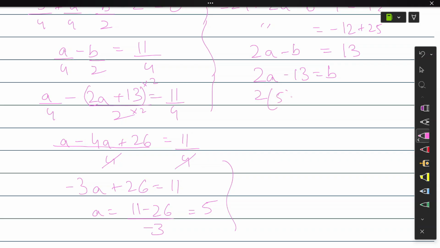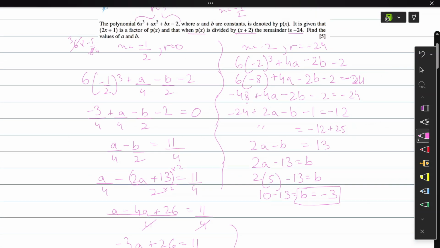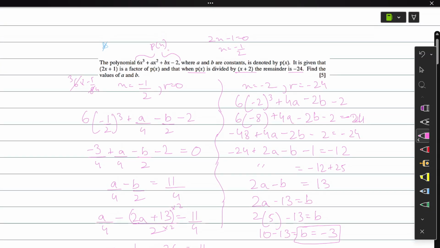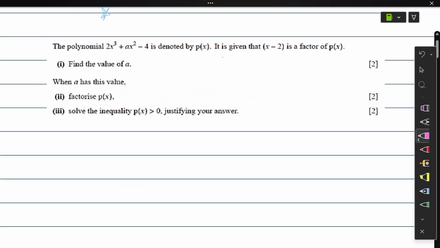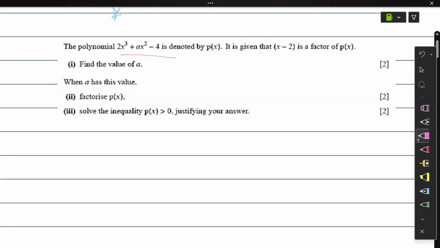Substitute it here: 2 into 5 minus 13 equals b. 2 5s are 10 minus 13 equals b. b is equal to minus 3. There we go. Simple question, just the use of simultaneous equations and deducing what the data means to us, right? Moving on.